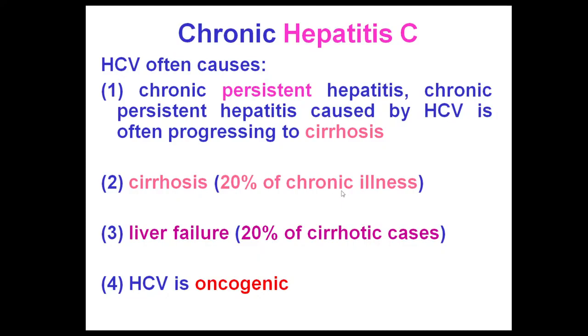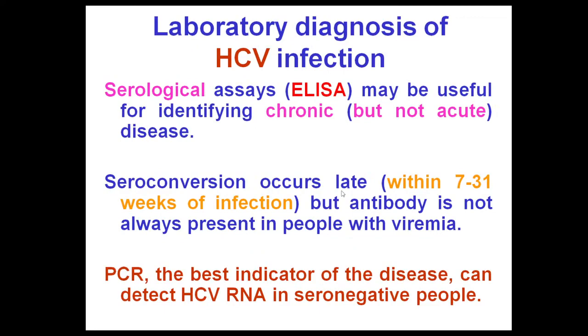Chronic hepatitis is the most common type of the infection. And chronic persistent hepatitis quite often progresses to cirrhosis. Cirrhosis occurs in 20% of chronic individuals, and liver failure occurs in 20% of cirrhotic cases. And as we said, hepatitis C virus is oncogenic.